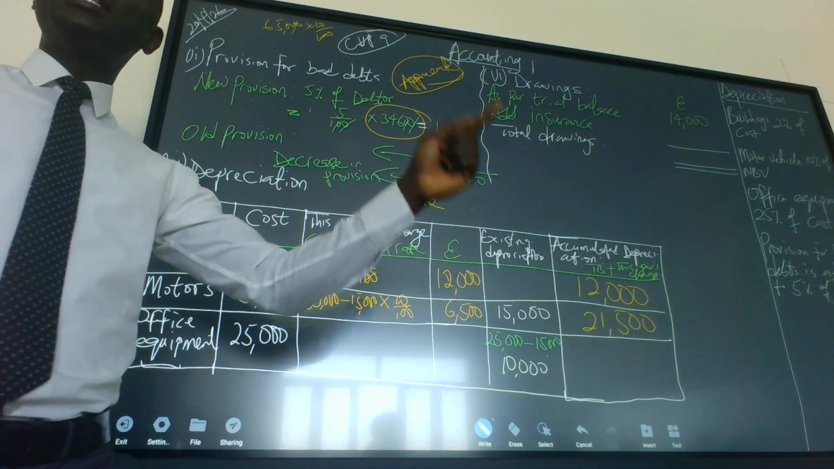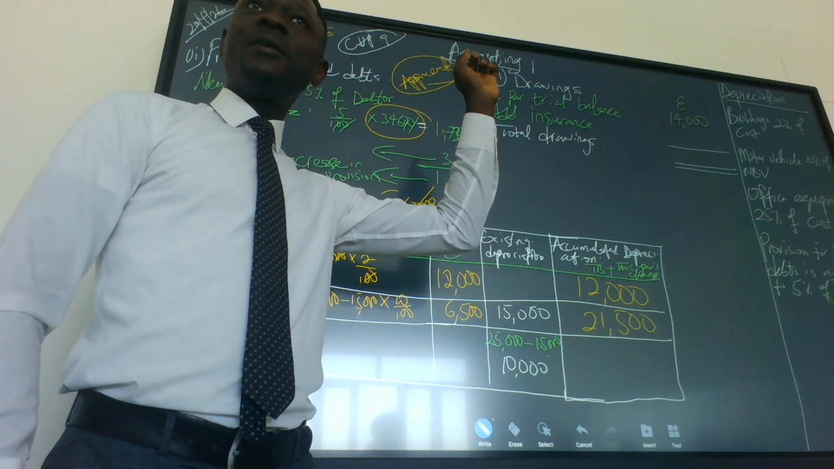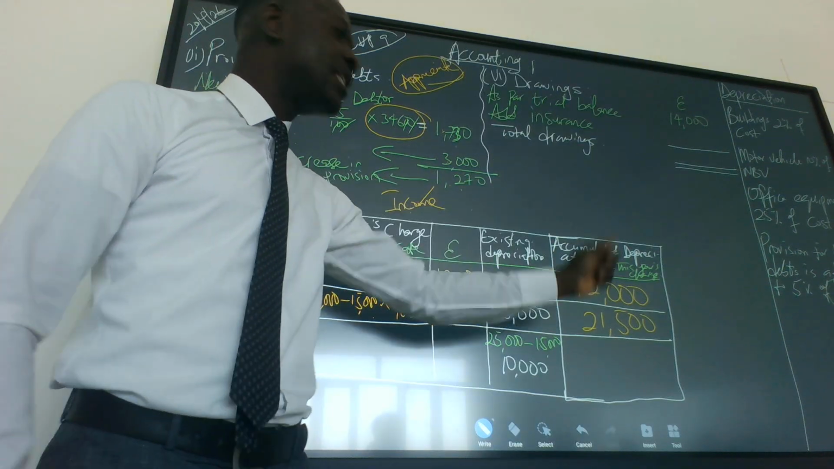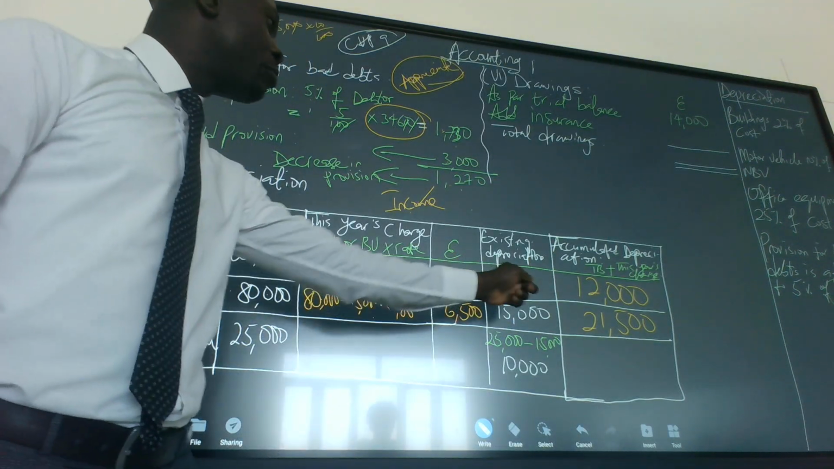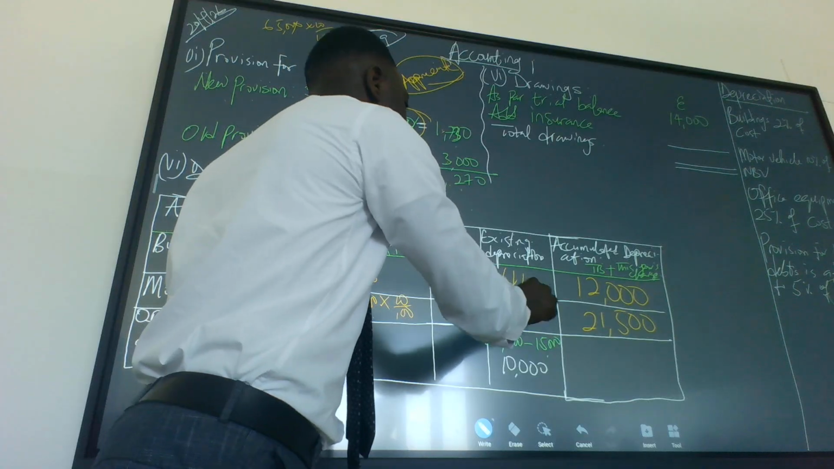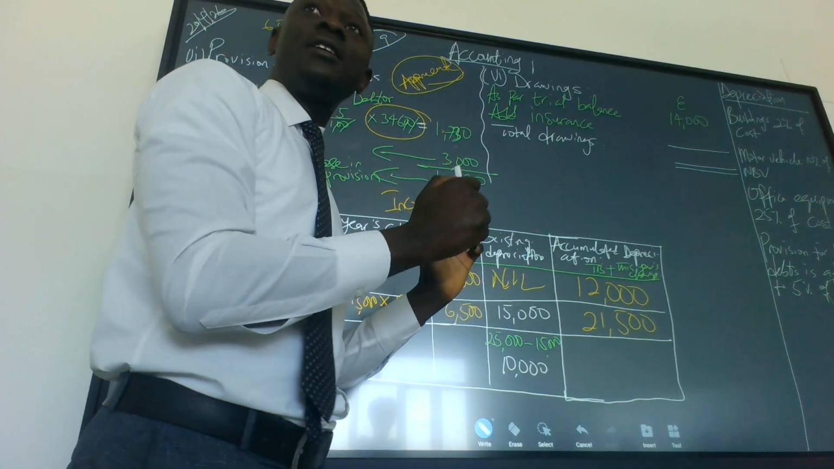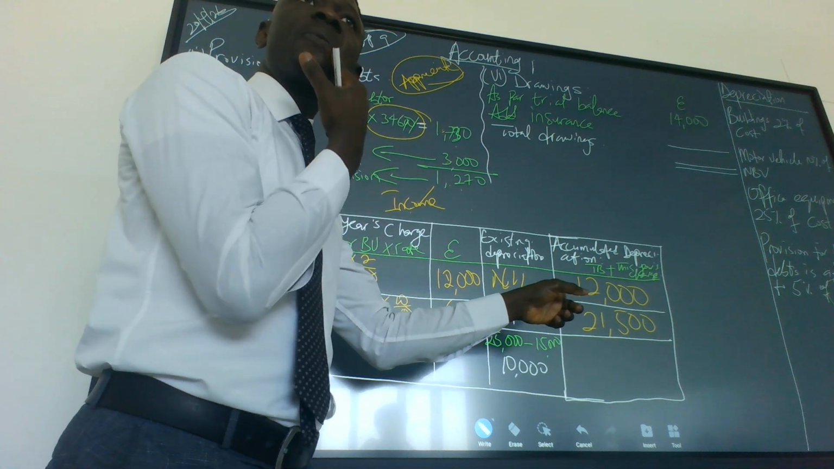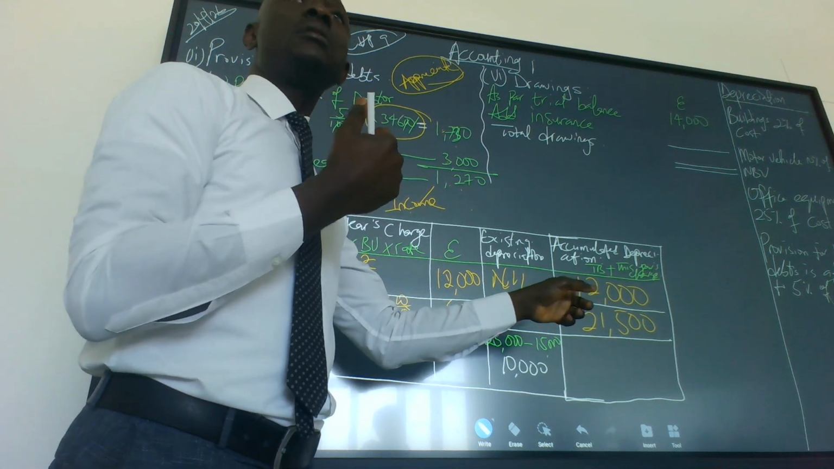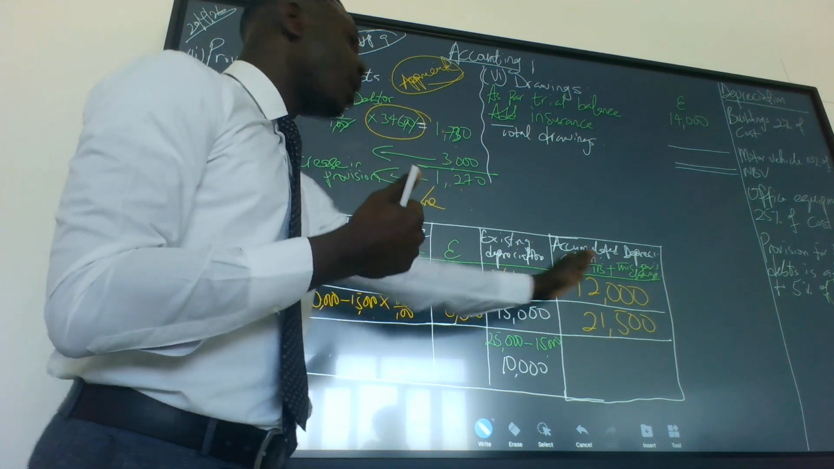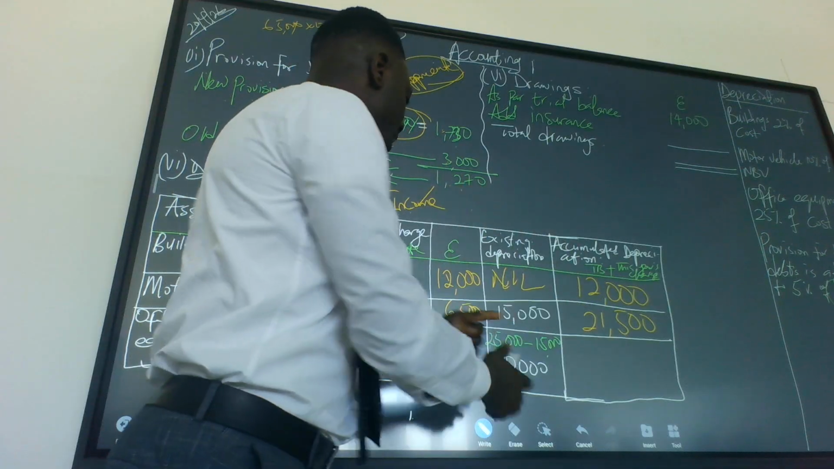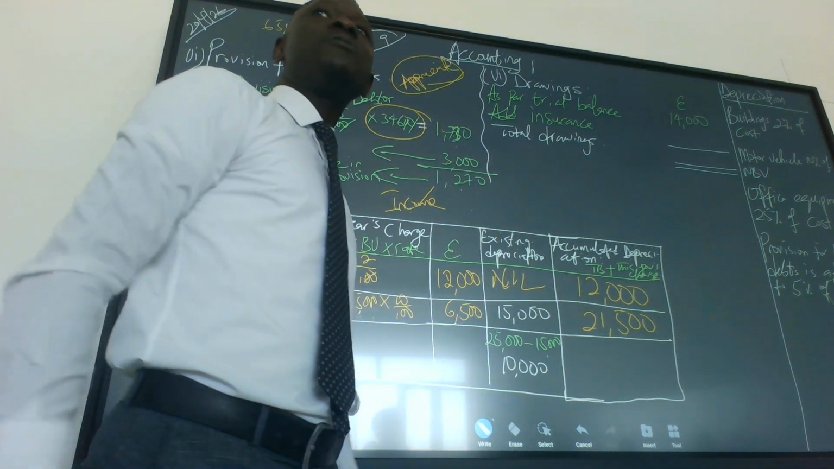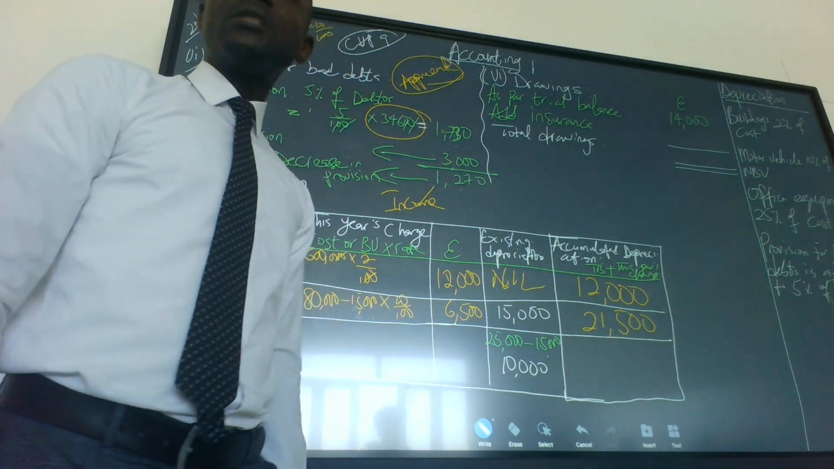But remember, there was depreciation for last year, plus depreciation for this year, that's accumulated depreciation. Why we don't have accumulated there is because there's nil here. We're supposed to add this and this together, but it's nil. What does that mean? Nothing is left. So there's no existing depreciation. So it's 12,000. 12,000 plus 0 is 12,000. Now 6,500 plus 15,000, 21,500. Do you get it now, please?